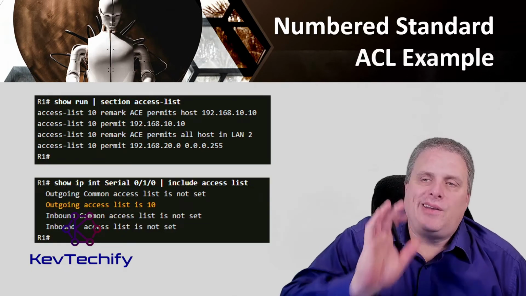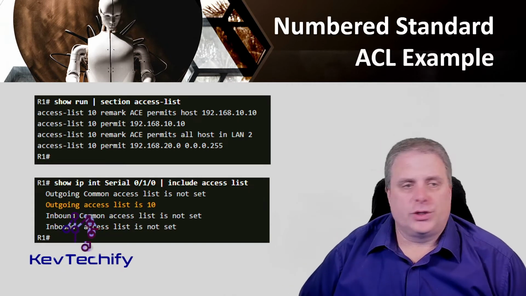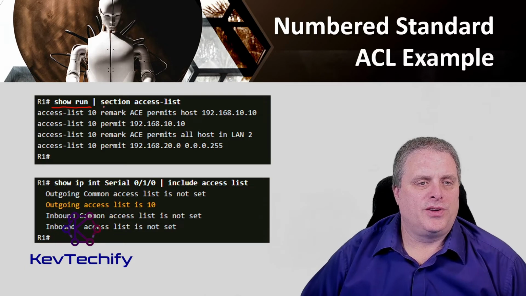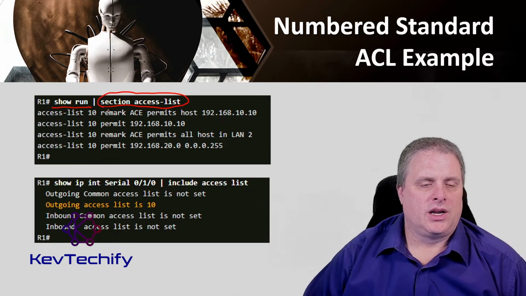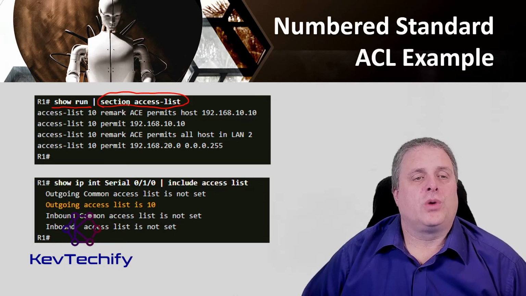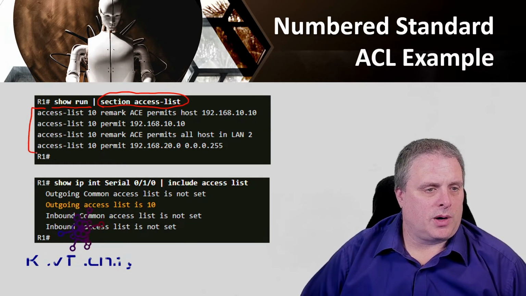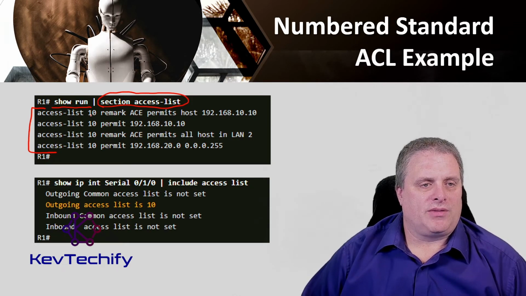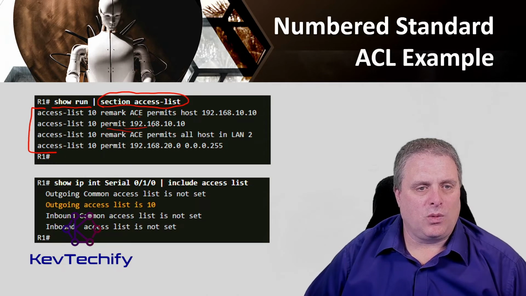We can verify our numbered standard access control list in two methods. First method, we can do a show run. And right here, this show run statement is going to filter, including the section based on access control list. So we're going to include the section and only show the section on access control list. Here is the information from our running config. When we look here, we can see that we have our first remark that we put in, and then we had the permit for the 10 dot network.